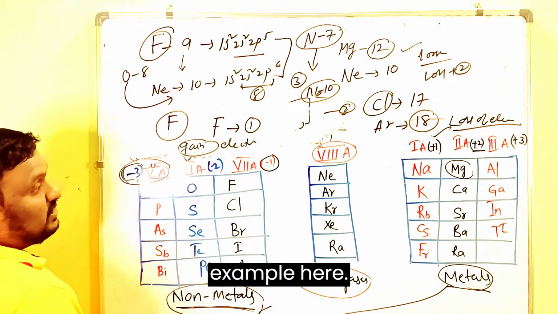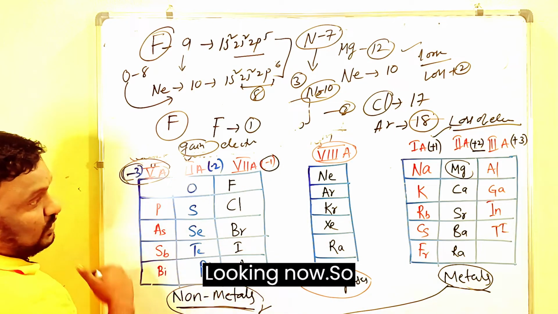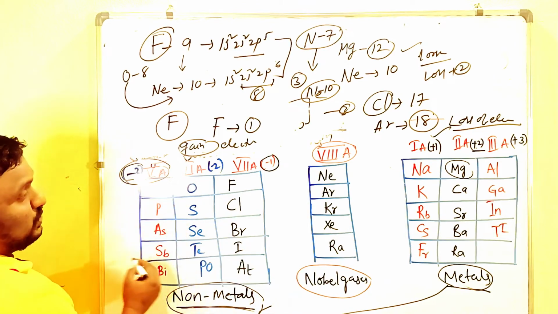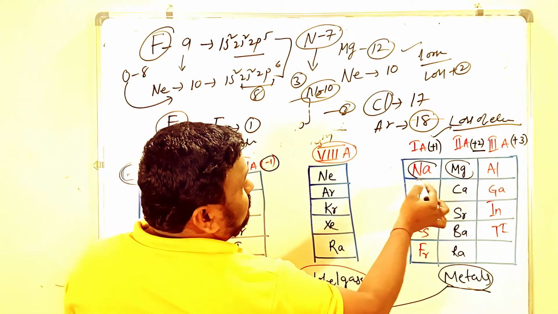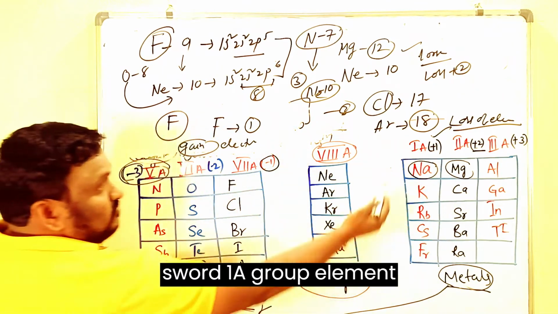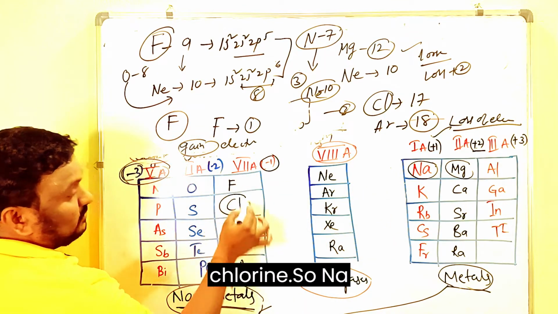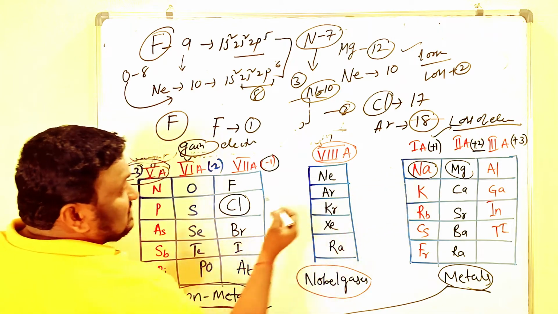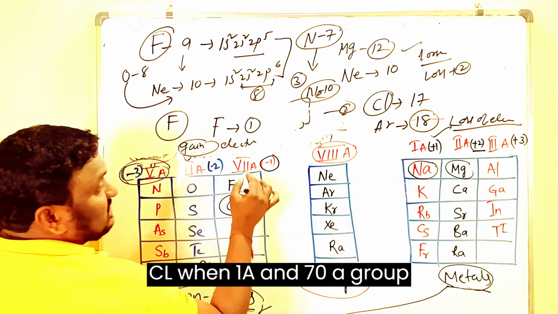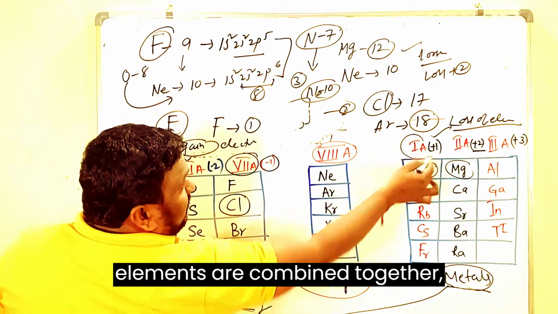For example, look here. Na is what? A 1A group element, and here it is the 7th A group element, chlorine. So NaCl forms when 1A and 7th A group elements combine together.